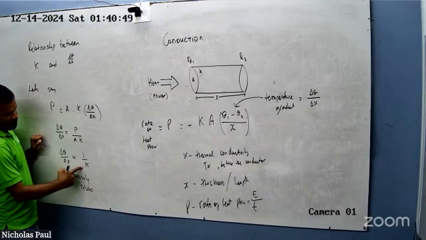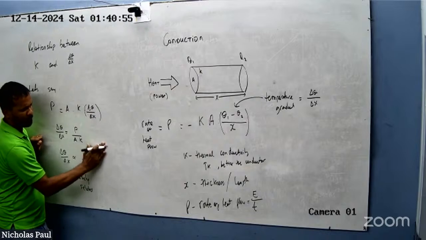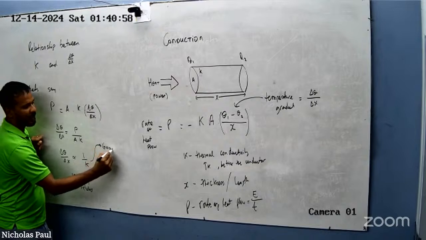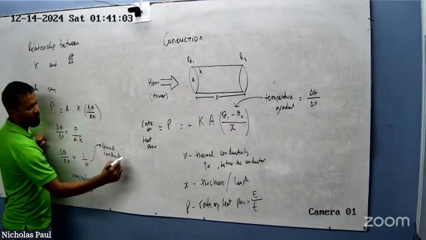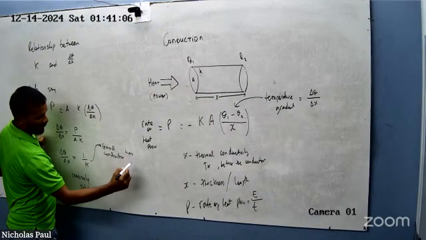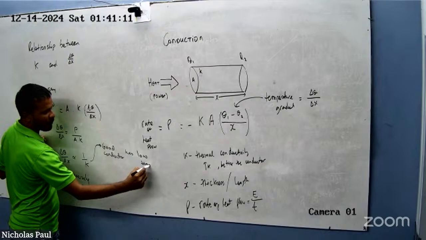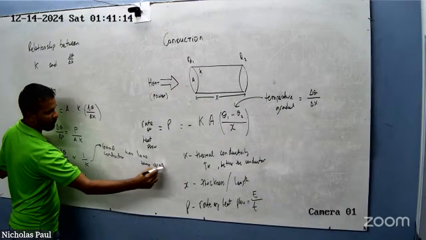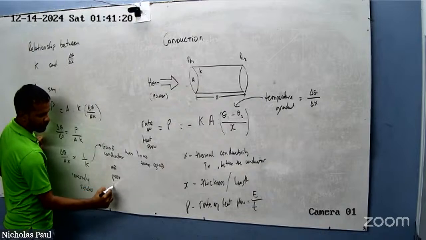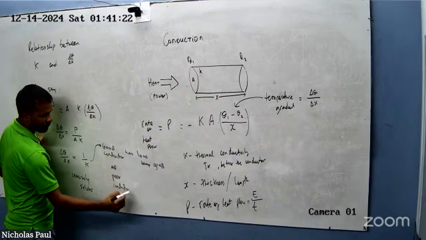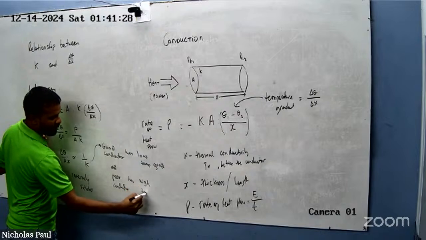Inversely related simply means this. It means that a good conductor has a low temperature gradient, and a poor conductor has a high temperature gradient.